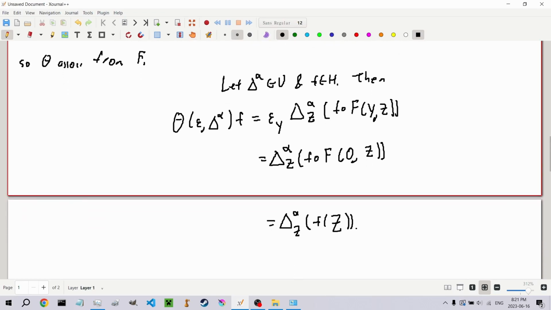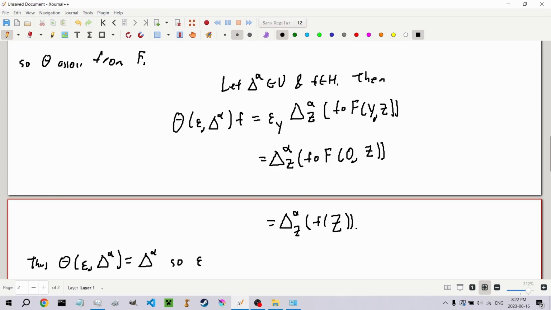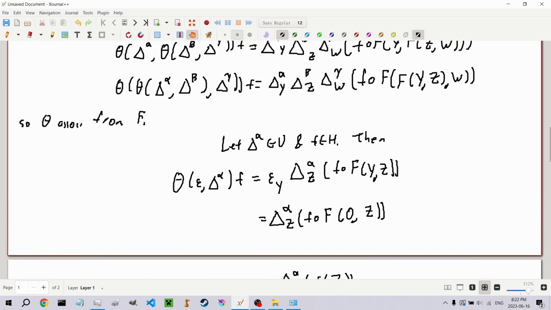And so theta of epsilon and delta to the alpha is delta to the alpha. So epsilon is a left unit. Being a right unit similarly.